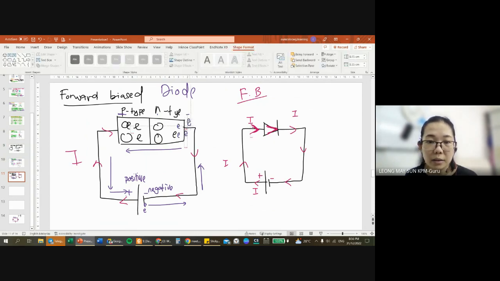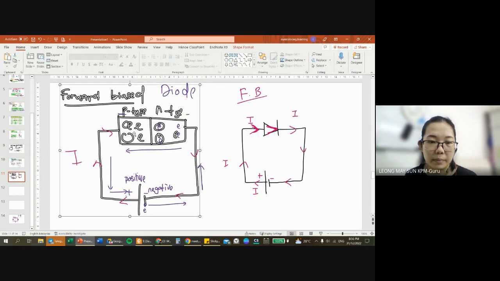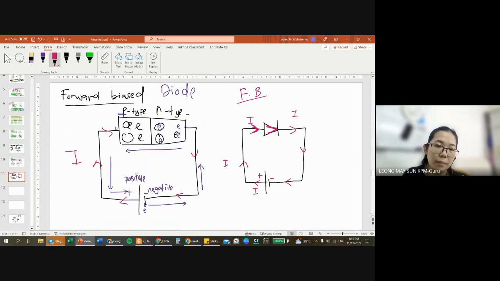The electrons from the negative terminal will continue to enter, and the holes will keep on moving as well. When the holes keep on moving, they will keep on being attracted and move towards the positive terminal, hence allowing current to flow. So the key thing is that the electrons can jump through the junction. When the electrons are able to jump through the junction, then the current can flow.